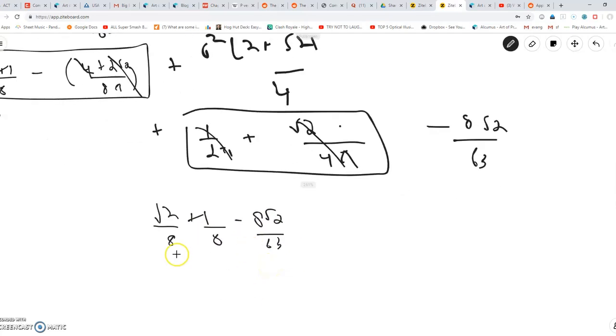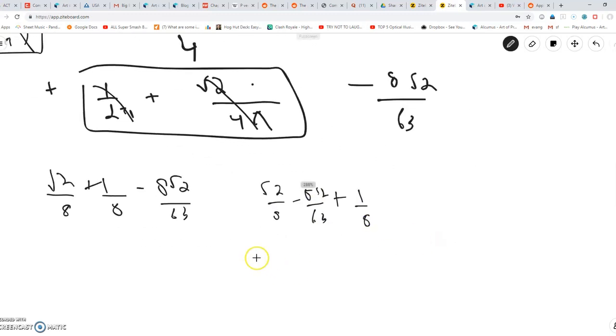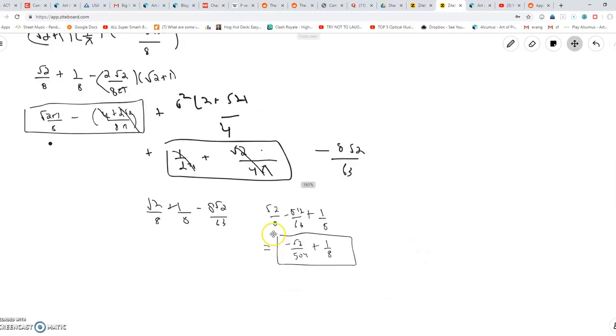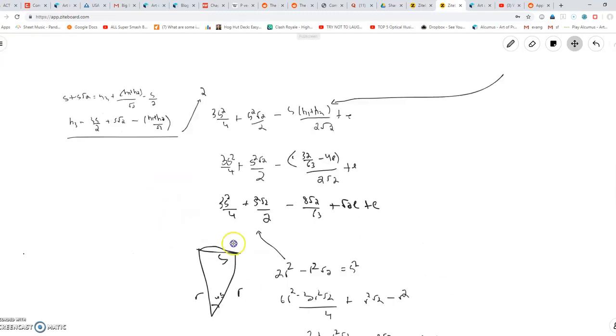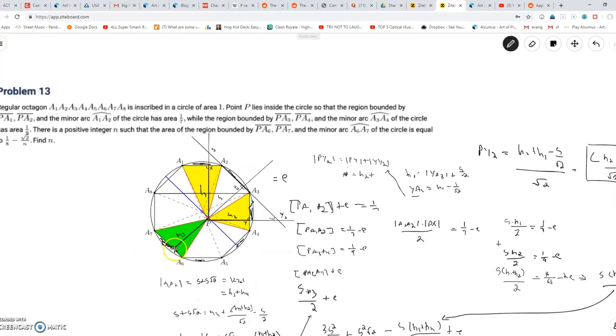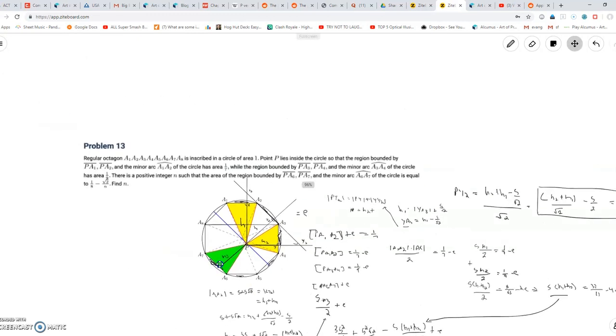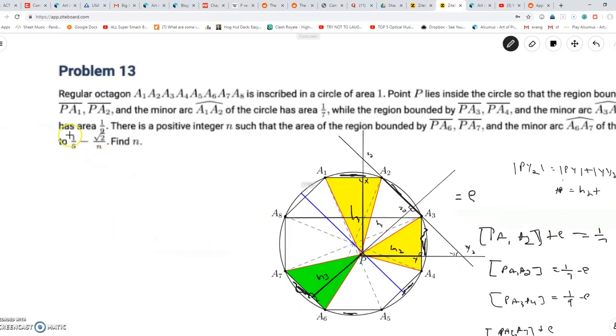And we can combine like terms, and we see that it's equal to root 2 over 8 minus 8 root 2 over 63 plus 1 over 8. And this is equal to negative root 2 over 504 plus 1/8. And this is the area of the region we wanted to find. It's equal to 1 over 8 minus the square root of 2 over 504. And this fits this format. And so n is 504, and we are done.